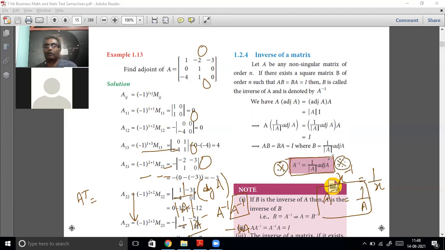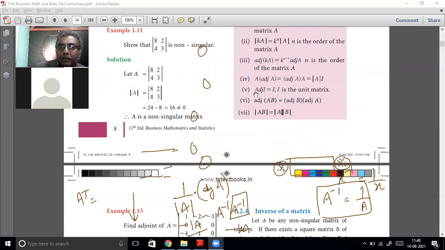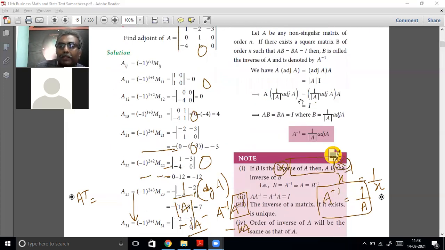If you want to see that, A into adjoint of A is equal to adjoint of A into A, which was shown previously. Correct? It was shown here in this rule, rule number 4: A into adjoint of A is equal to adjoint of A into A. That is what we use here.